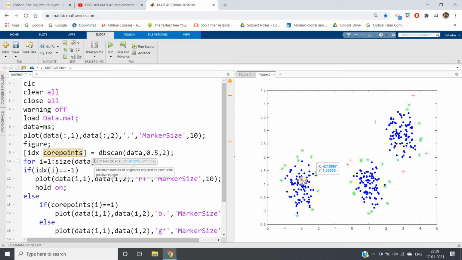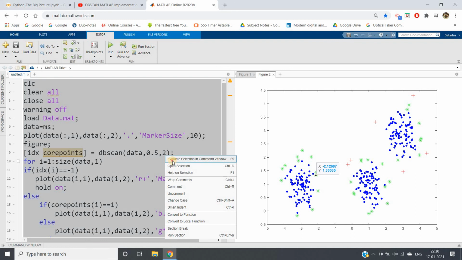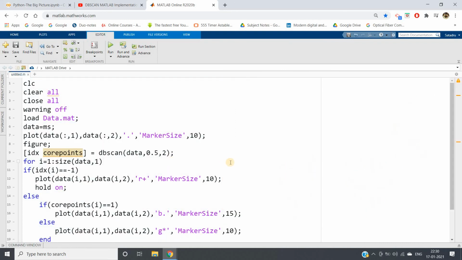So obviously, if you reduce the minimum number of neighbors required for a core point, that is the second parameter of our DBSCAN, there is a possibility that many border points will be considered core points, and similarly many noise points can be changed to border points or core points. So let's run this code. You can see here 1, 2, 3, 4, 5, 6 major noise points, and many border points and many core points are present. Now we have decreased the value of our second parameter, the minimum number of neighbors required, and let's observe the effect.